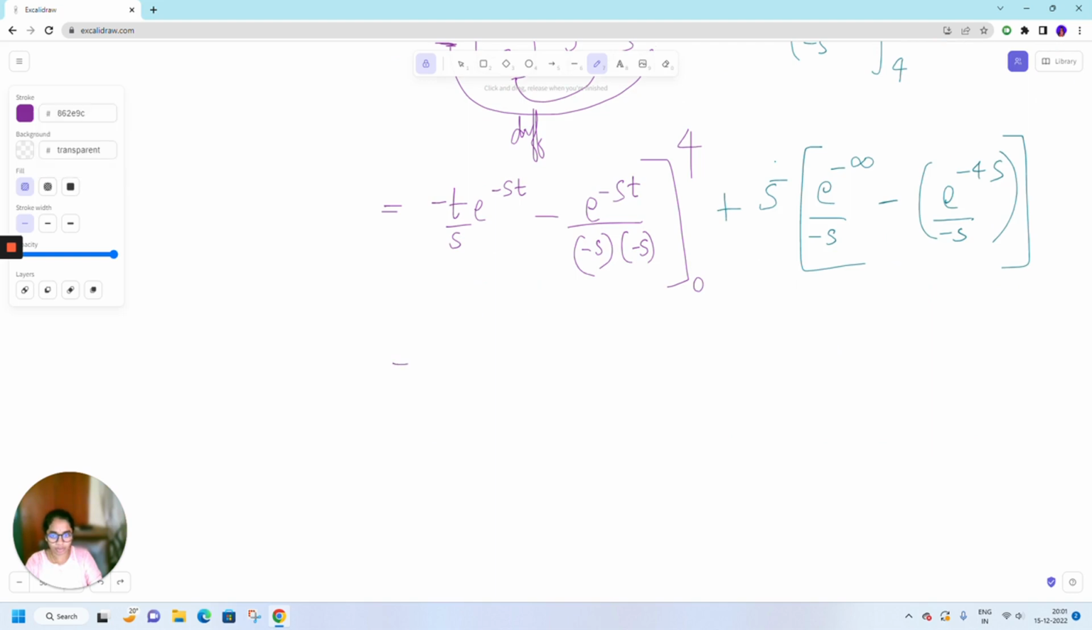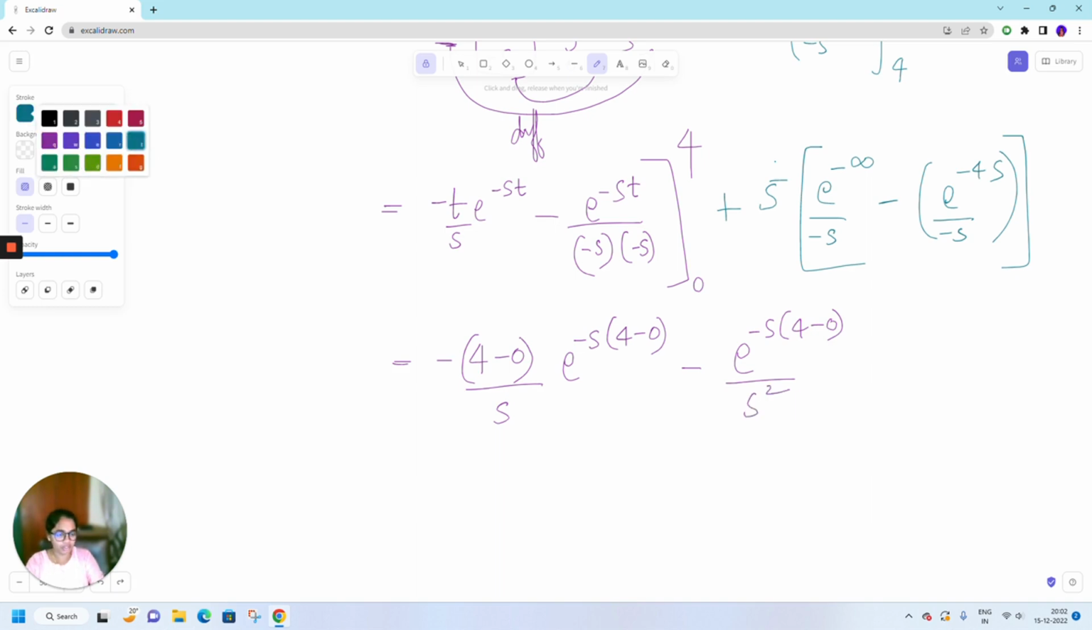So now what do we have? We have upper limit as 4. Wherever you have t, replace it with 4 minus 0, the lower limit 0, divided by s. Even here I have minus s. In place of t, let me write 4 minus 0. Yes, minus e to the power minus s and 4 minus 0 divided by minus s into minus s is s square.